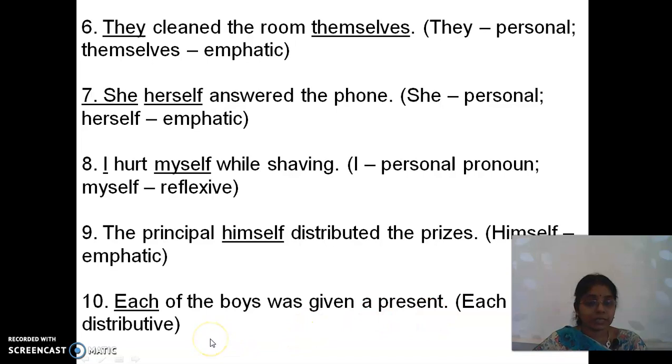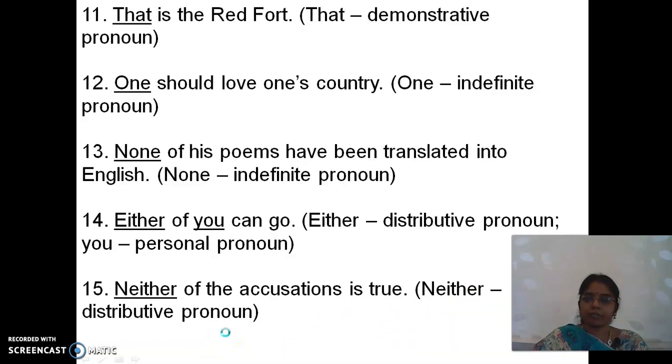Each is distributive pronoun. Okay, distributive pronoun here. Next is, that is the Red Fort. That is demonstrative pronoun. One should love one's country. One is indefinite pronoun. None of his poems have been translated into English. None is indefinite pronoun. Either of you can go. Either is distributive pronoun. You is personal pronoun.